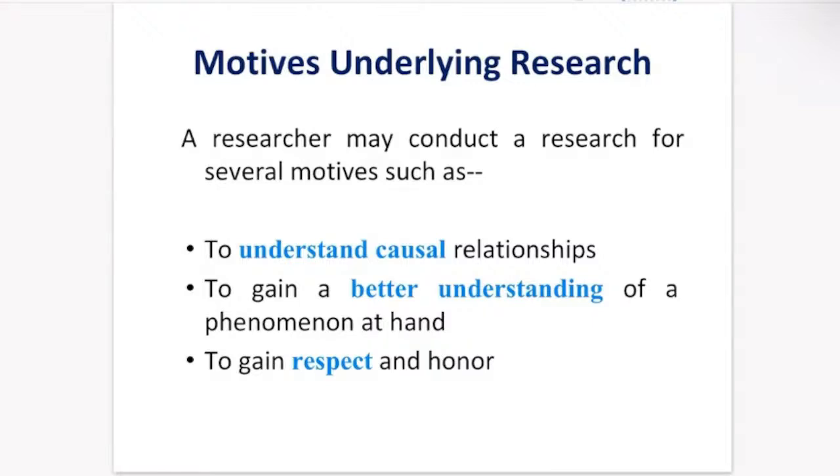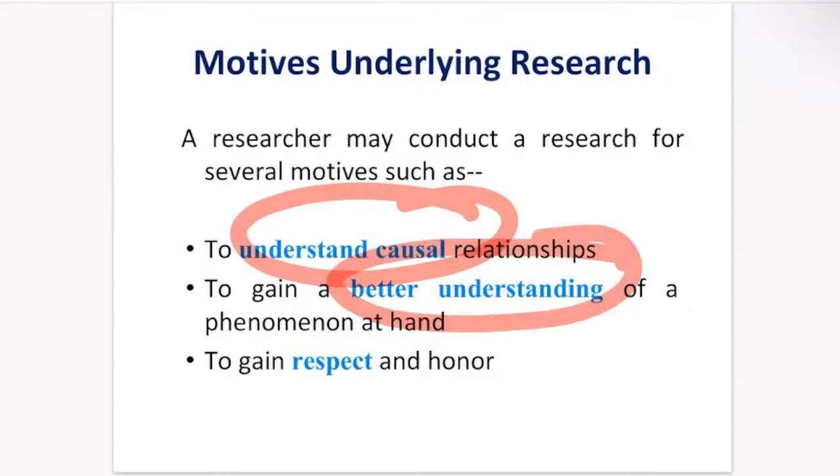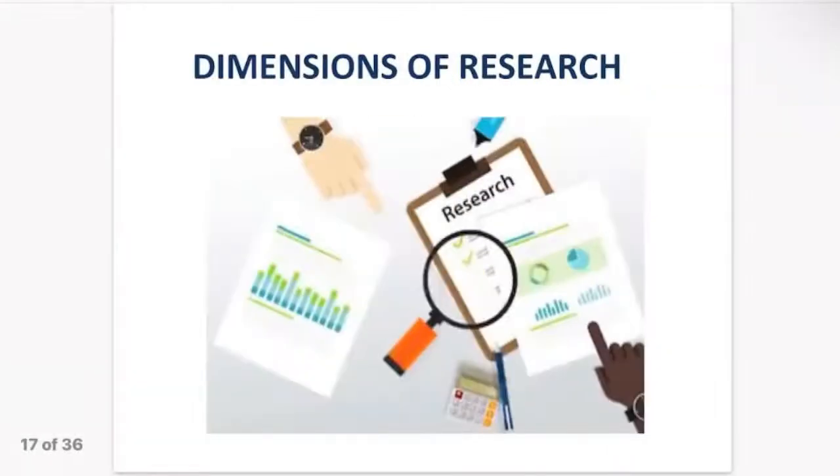Researchers may conduct research to understand the causal relationship, again understanding the relationship, what cause and effect is happening, better understanding of the phenomena, and to gain respect and honor. That is also why there are awards like the Nobel Prize and other scientific awards, or publishing papers in reputed journals like Nature, there are a lot of journals, so that also you get from research. So these are the things, the introductory part of the research. If you have any question, you can ask.